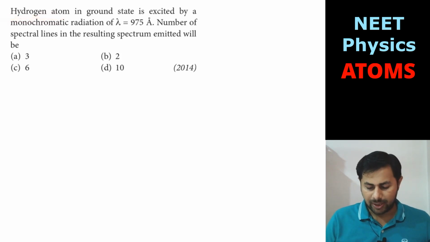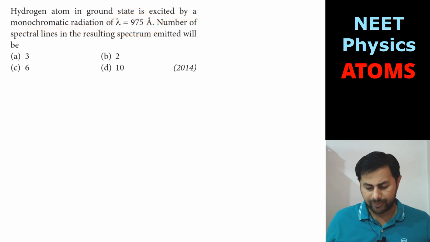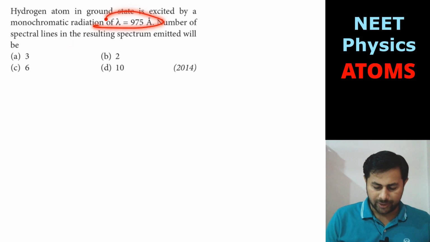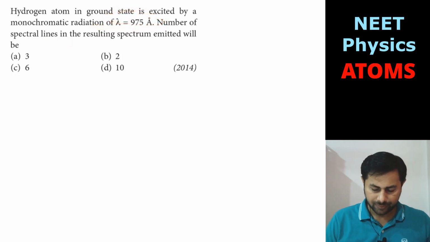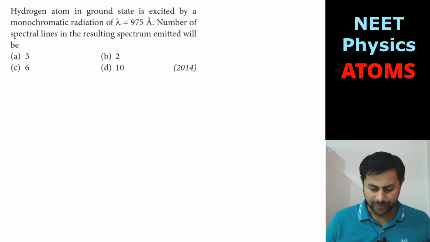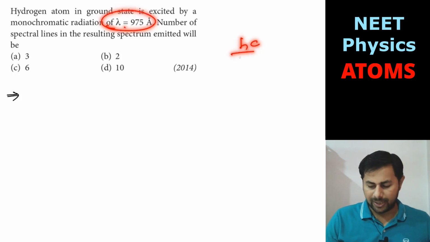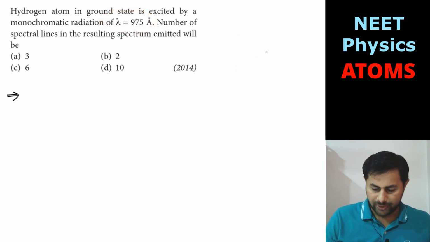Hydrogen atom in ground state is excited by monochromatic radiation of lambda equals 975 angstrom. The number of spectral lines in the resulting spectrum emitted will be. So first of all, just find out where does it go. It's in the ground state and you are giving energy equal to hc by lambda, right? So it's like your electron is revolving in the ground state.